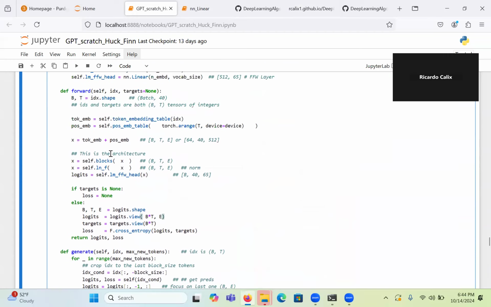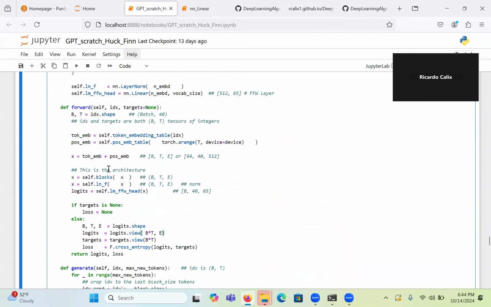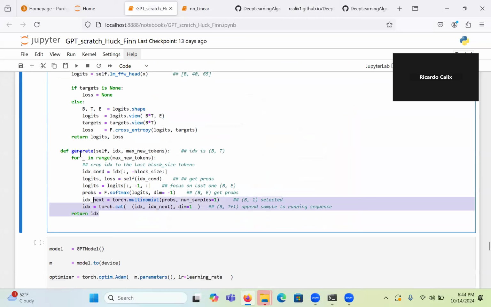the cross entropy and everything is part of the class, as you can see. And we haven't discussed generate yet. Generate is once the model is trained, it's going to make reference to its own neural network and predict. Okay, so we're going to look at that.